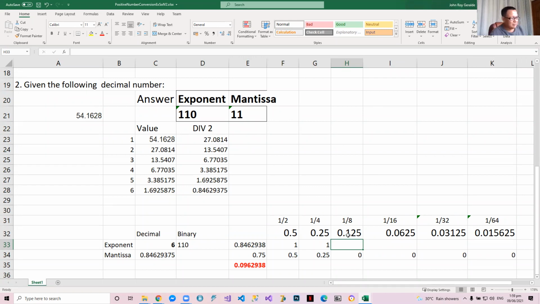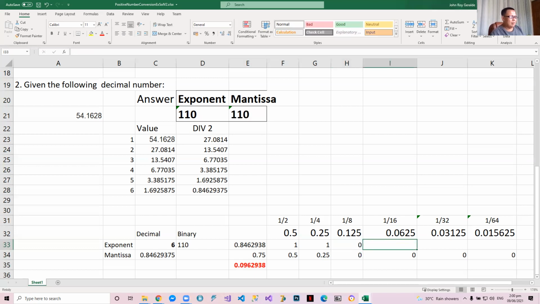So we'll continue. We're left with 0.09, right? After deducting this, 0.09 is smaller than 0.125. So therefore, we cannot deduct this. Take note, if you make a mistake of marking this, our answer will become negative here, which will indicate that we made a mistake. So we can immediately correct the mistake.